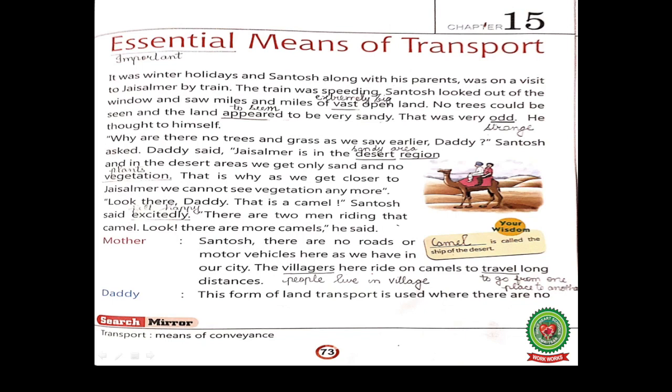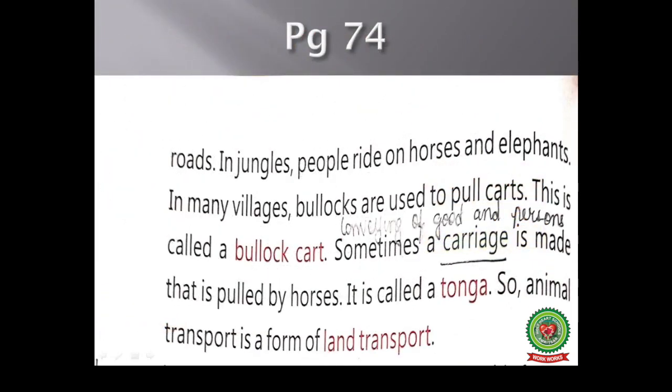Now it's time to check your wisdom. Camel is called the ship of the desert. Daddy said, this form of land transport is used when there are no roads. In jungles, people ride on horses and elephants. Students, in jungles, people ride on horses and elephants to go from one place to another.